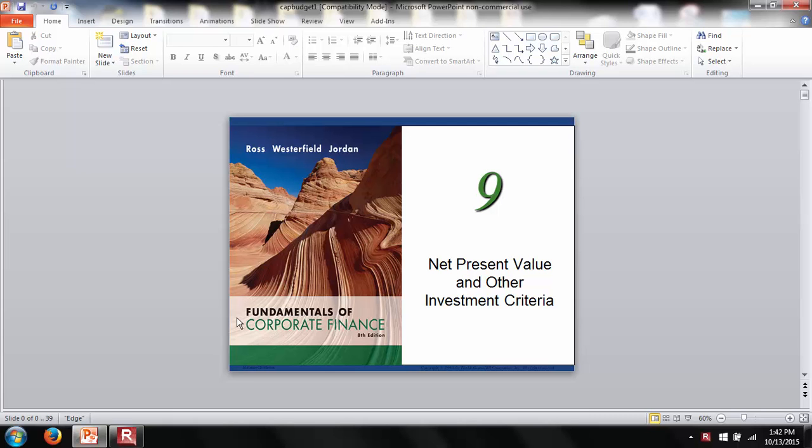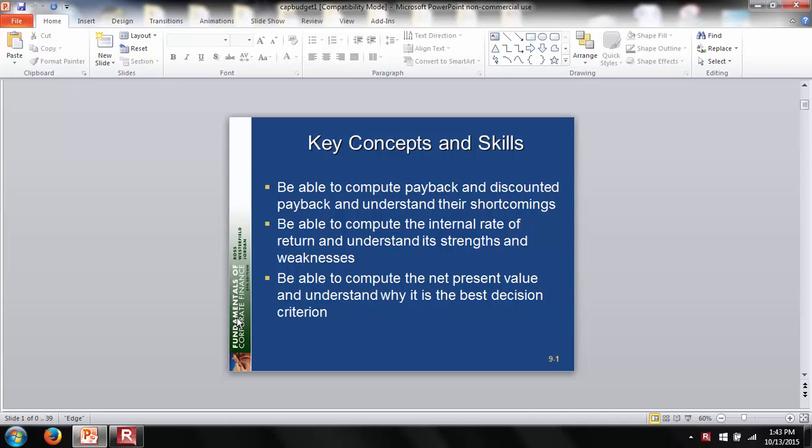So Chapter 9 introduces you to capital budgeting, and in Chapter 10 we evaluate capital budgeting in more detail. Here we will talk about the different methods that are used to evaluate investments, and these are the payback, the discounted payback, the internal rate of return, and the net present value. So these are the four popular ways to evaluate investments.